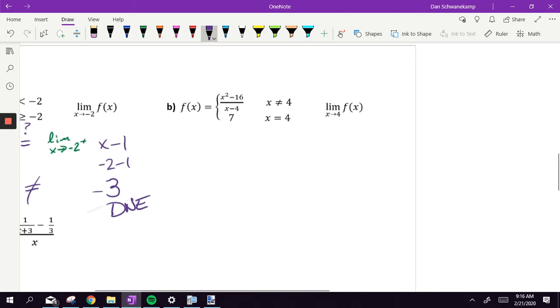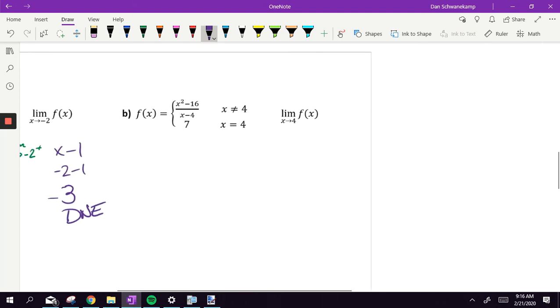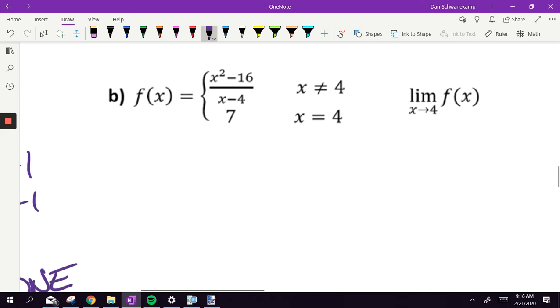Let's look at letter B. This one's a little bit different. We're finding the limit as x approaches 4. It's a piecewise. Which equation am I going to plug into? Show me with your fingers. First equation or second equation, 1 or 2. Which equation am I plugging into to find the limit as x approaches 4? We're doing a decent job here. The correct answer is just 1.